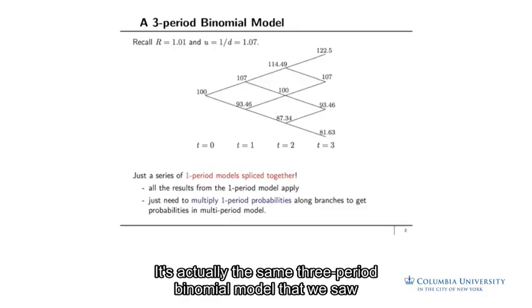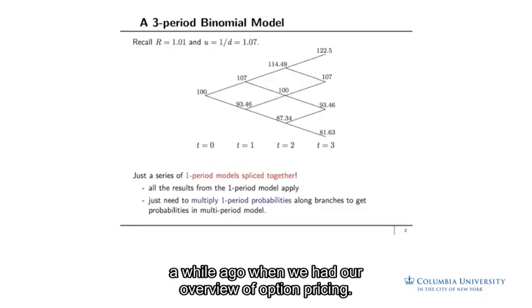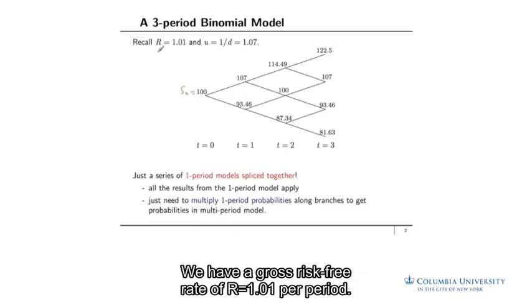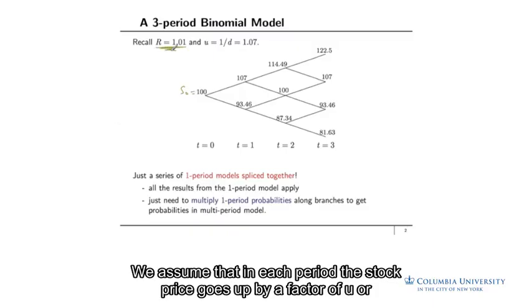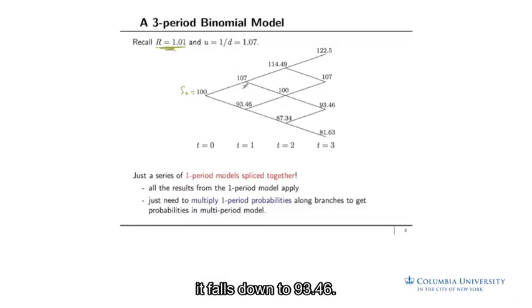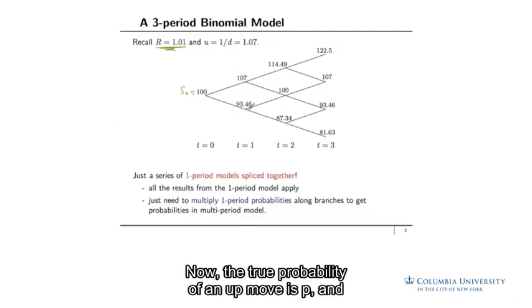It's actually the same three-period binomial model that we saw a while ago when we had our overview of option pricing. We start off with a stock price of S0 equals $100. We have a gross risk-free rate of R equals 1.01 per period. We assume that in each period the stock price goes up by a factor of U or it falls by a factor of D. So U is equal to 1.07, so the stock price goes up by a factor of U to 107, or it falls down to 93.46.